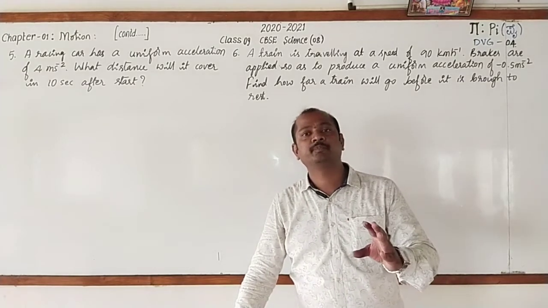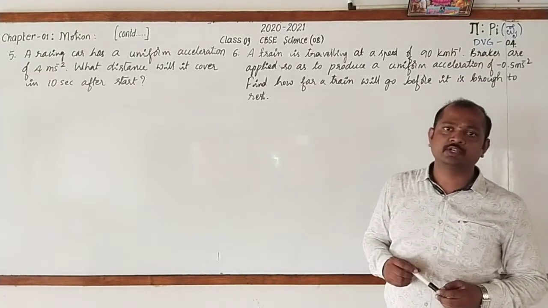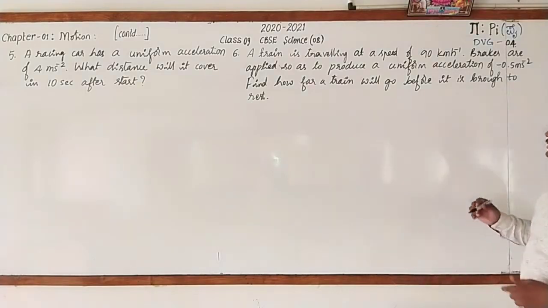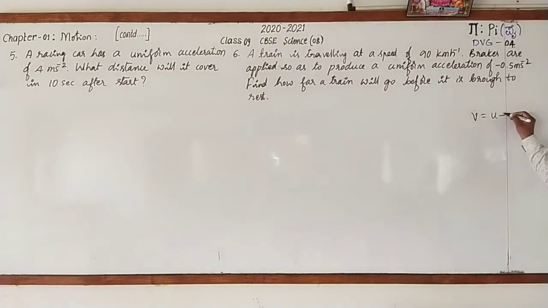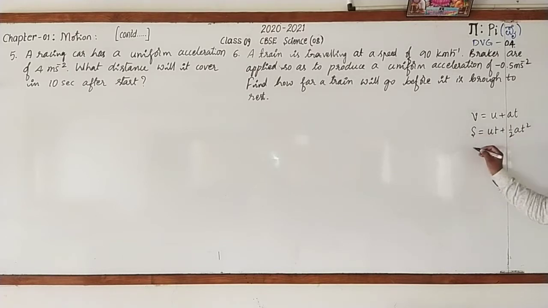How many equations of motion are there? There are 3 equations of motion. What are those? First one is v equal to u plus at. Second one is s equal to ut plus half at square. And third one is 2as equal to v square minus u square.